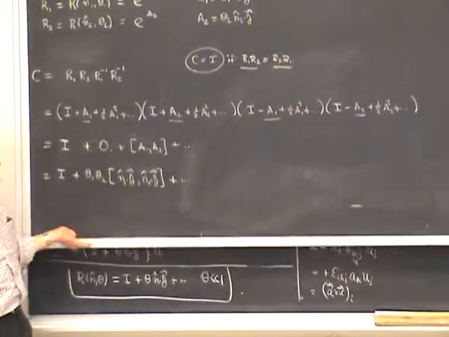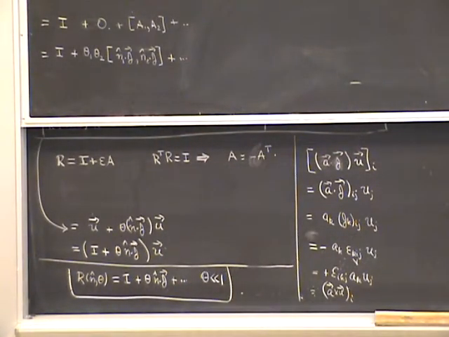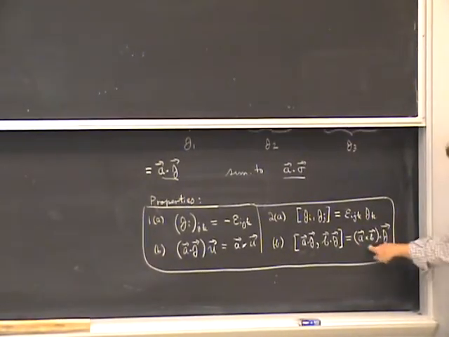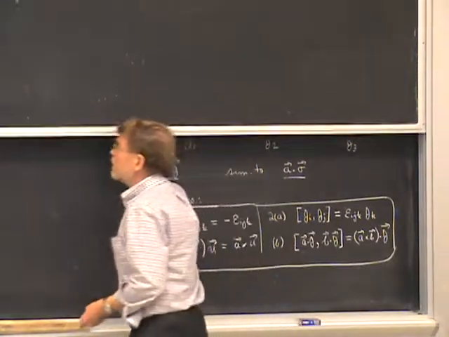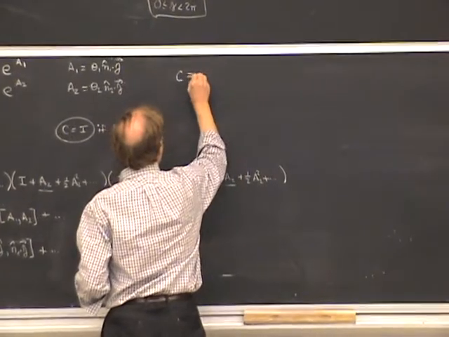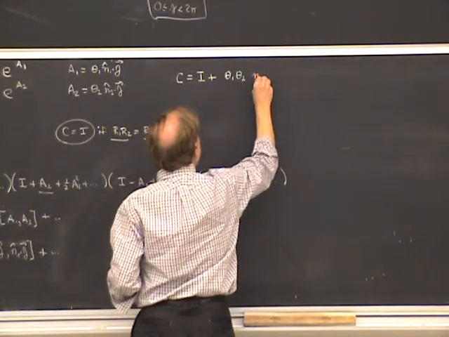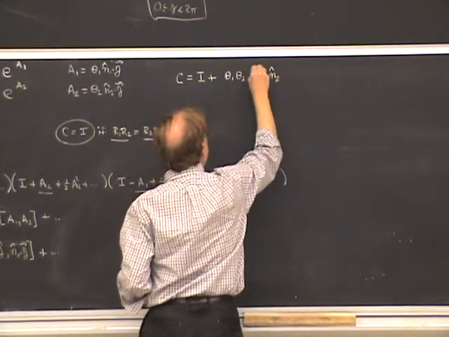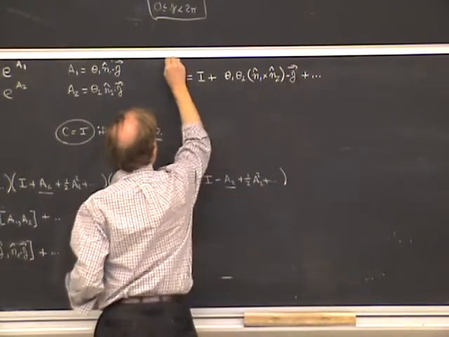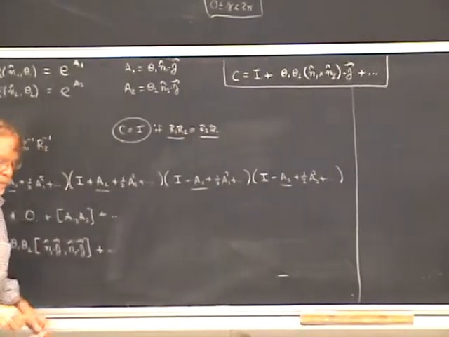Now we'll go back to the properties of J matrices, which are summarized over here. And I'll point you to property 2b. The commutator of two of these antisymmetric matrices is expressed in terms of the cross product of the corresponding vectors. And so the result is that, expanding in power series, this matrix C is the identity plus theta 1 times theta 2 times n hat 1 cross n hat 2 dotted into J, plus higher order terms. I'll just post that result because we'll need it in a little while.